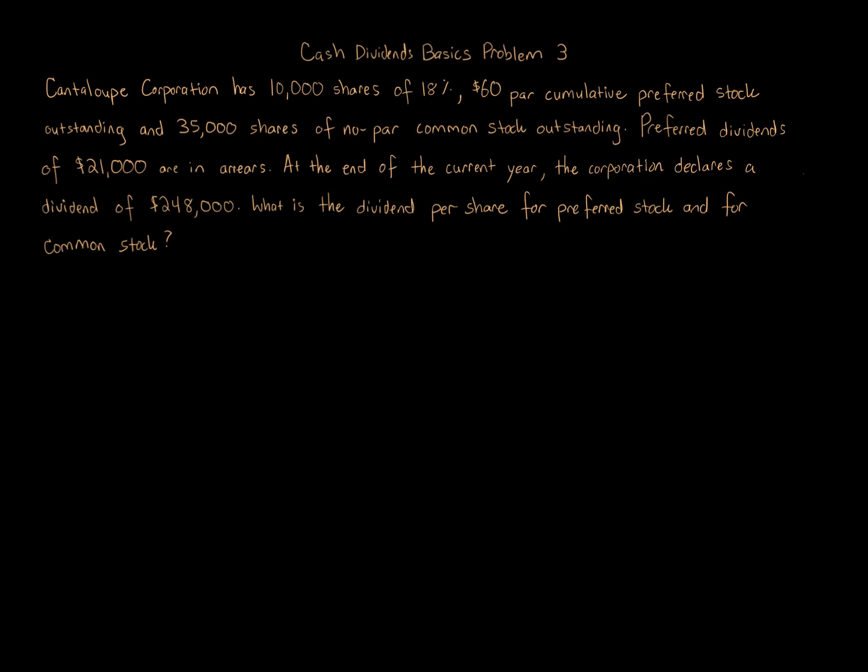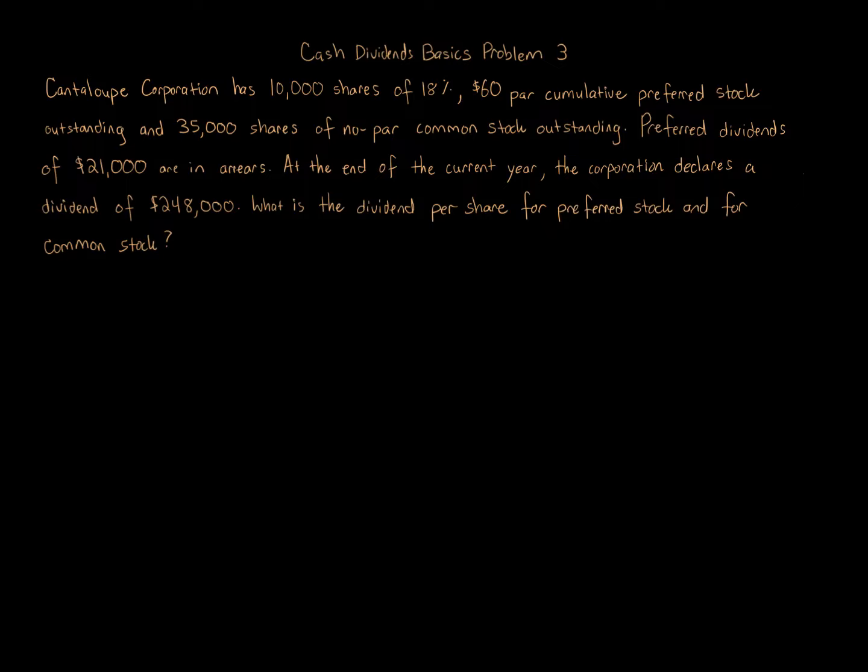Cash Dividends Basics Problem 3. Cantaloupe Corporation has 10,000 shares of 18% $60 par cumulative preferred stock outstanding and 35,000 shares of no par common stock outstanding. Preferred dividends of $21,000 are in arrears. At the end of the current year, the corporation declares a dividend of $248,000. What is the dividend per share for preferred stock and for common stock?